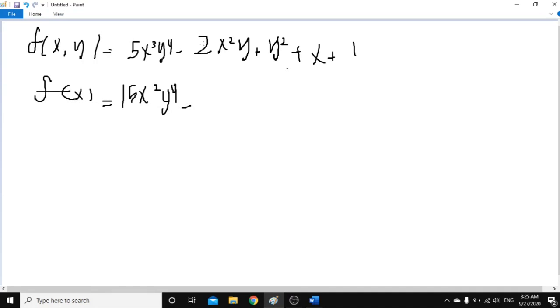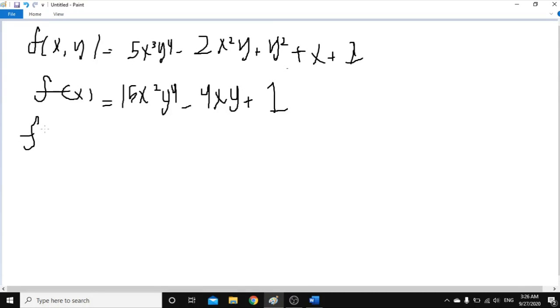So 2 times 2 is 4, x to the 2 minus 1 is 1, times y. And then plus y squared is 0 because it's a constant, and every constant is 0. And then here there is x plus 1, and the 1 is a constant, the same as the y squared, so it's also a 0.